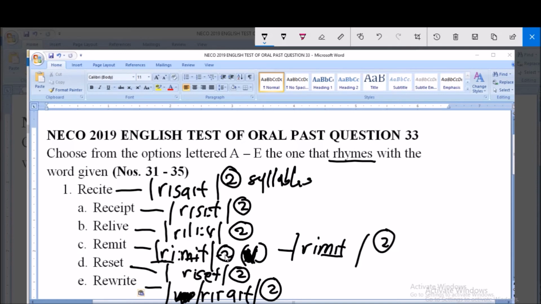Now, the correct option here is option E, because option E rhymes with the given word. Recite, rewrite, and both of them have their stress position on the first syllable. So they belong to verb. Rewrite belongs to the class of verb. Recite belongs to the class of verb too.